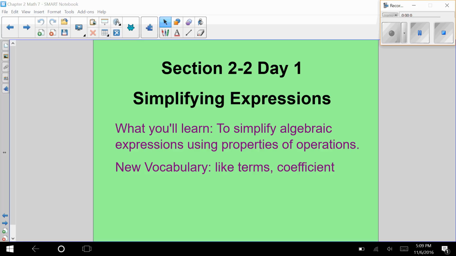This is section 2.2, day 1, simplifying expressions. Today our objective is to simplify algebraic expressions using properties of operation. Let's start with our new vocabulary.